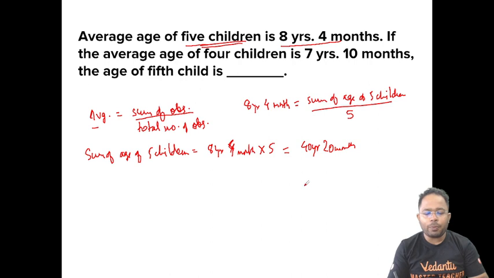That gives 8 fives are 40 years, 5 fours are 20 months. Now as we all know, in 12 months, obviously 1 year happens. So 20 months means 1 year 8 months. So we can add the 1 on this side. So it becomes 41 years 8 months.